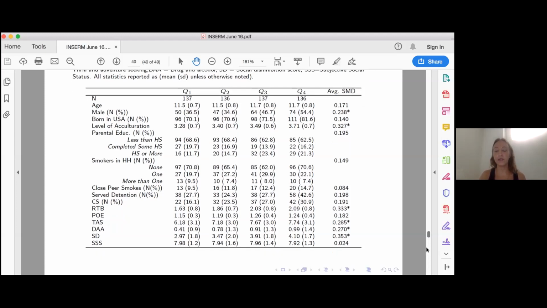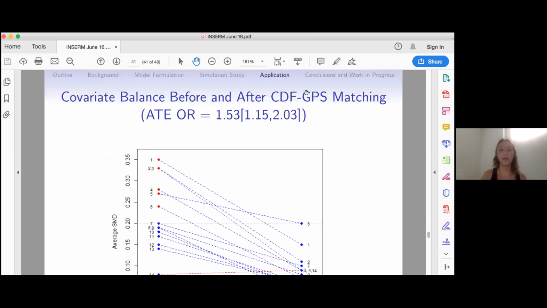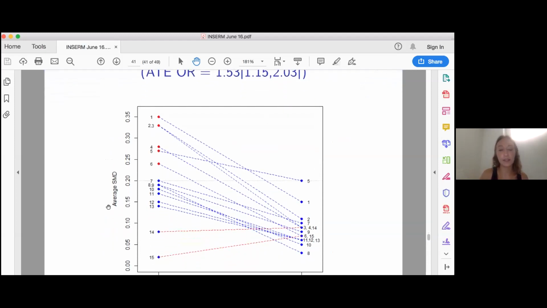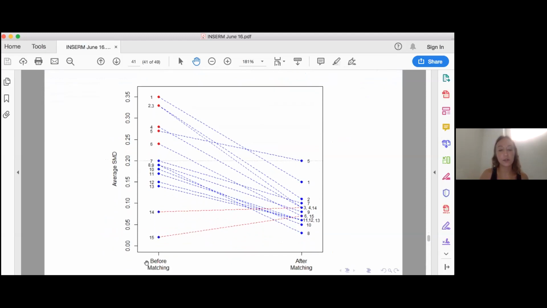So let's implement the CDF GPS matching procedure for the ordinal treatment or exposure. Here's another way of looking at my SMD. This is before matching. These are the same numbers you just saw on the previous slide for all those variables.